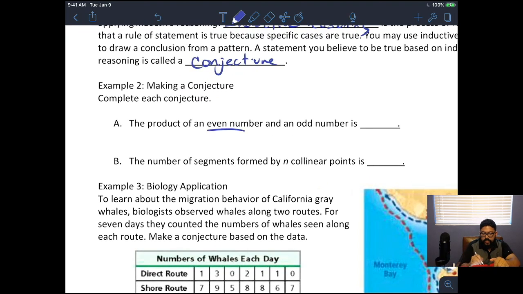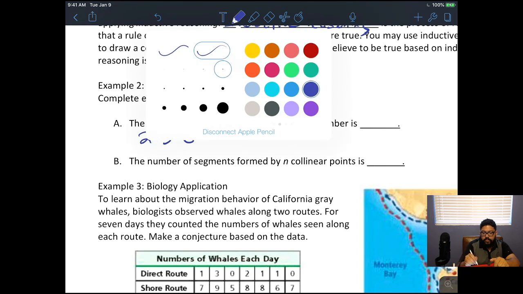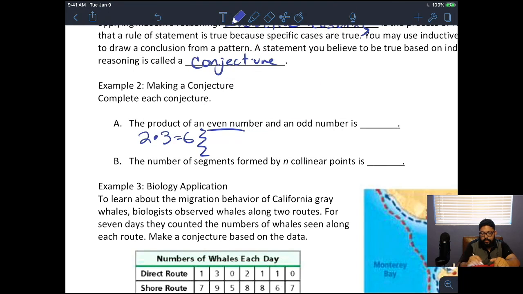Any even number, let's say 2, times an odd number, 3, would be 6. Let's do another one. Let's pick another even number, say 10, times an odd number, 7. That's going to be equal to 70. And then another even number, let's say 20, times another odd number, let's say 11. That's going to be equal to 220.